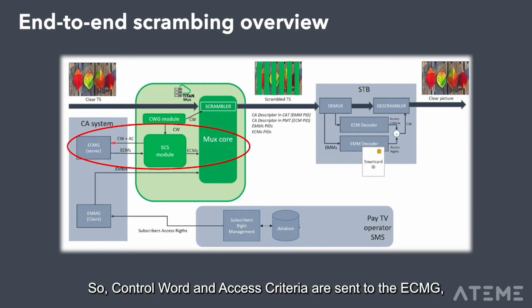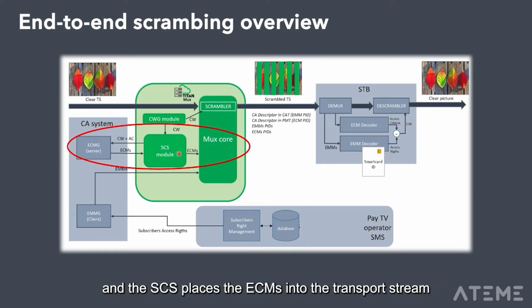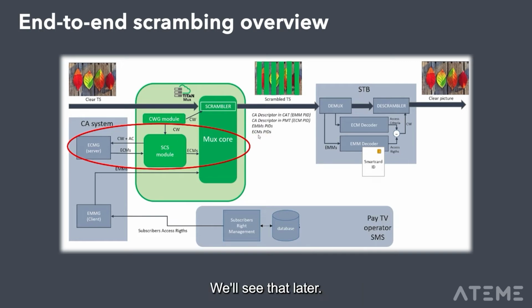So control word and access criteria are sent to the ECMG, and the ECMG generates an ECM and sends it back to the SCS. And the SCS places the ECMs into the transport stream in specific ECM PIDs that are signaled in the PMT. We will see that later. So the ECMs travel embedded in the scrambled TS, and that's the way they reach the set-top box.